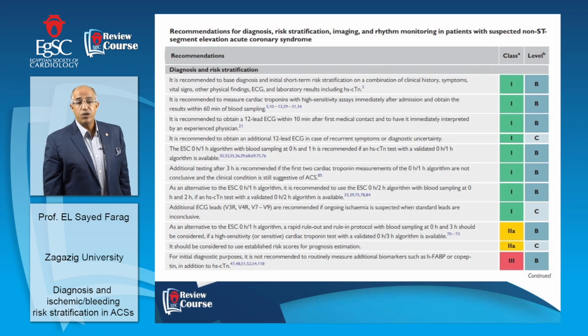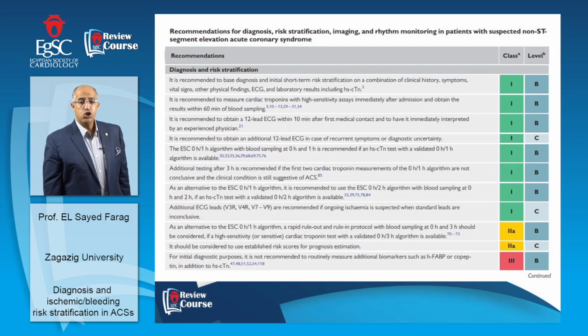It is also recommended to measure cardiac troponin with a high-sensitivity assay immediately after admission, which is called the zero time, and obtain the result within 60 minutes of blood sampling. This is also a new recommendation, class 1, level of evidence B. It goes without saying the importance of the 12-lead ECG within 10 minutes after first medical contact, to be immediately interpreted by an experienced physician, with a class 1 recommendation. It is recommended to obtain an additional 12-lead ECG in case of recurrent symptoms or diagnostic uncertainty. It means that we have to repeat the ECG if we are still uncertain about the diagnosis of ACS.